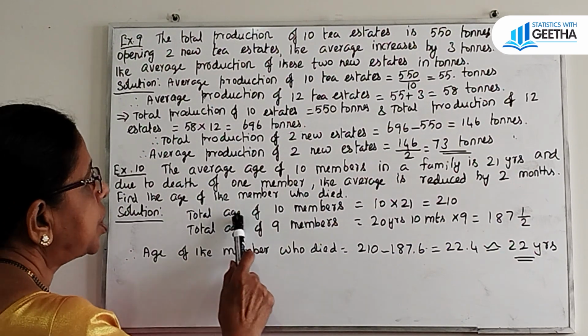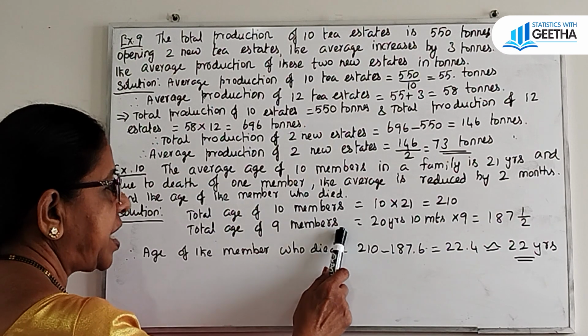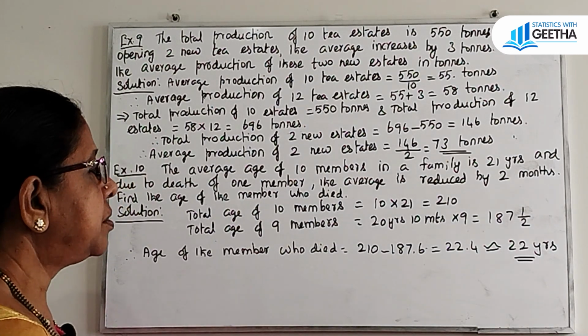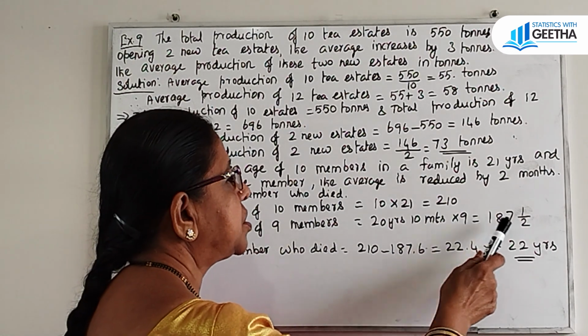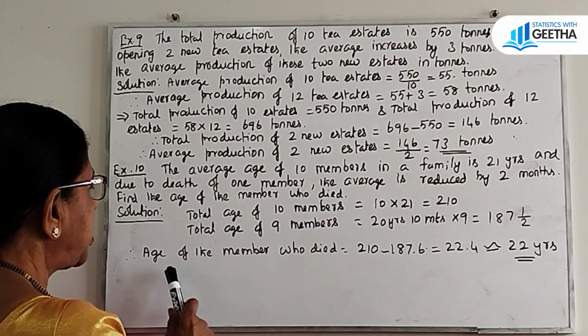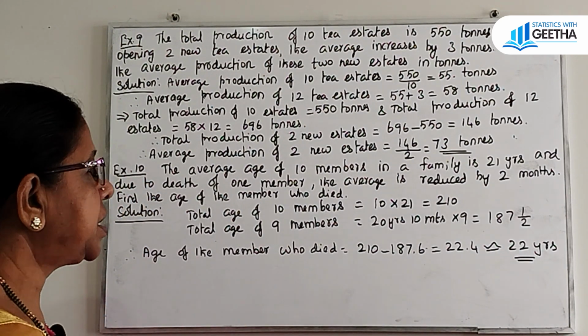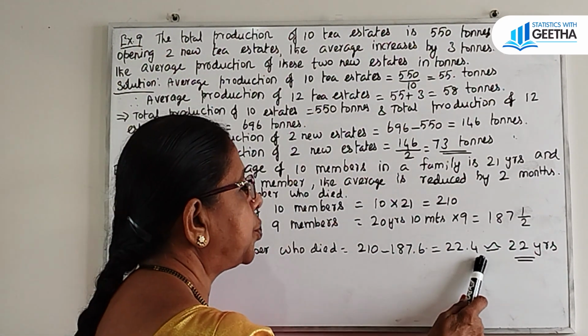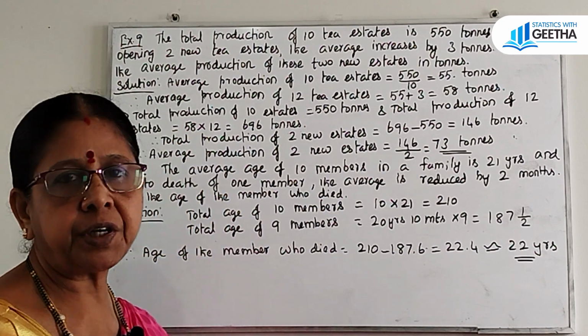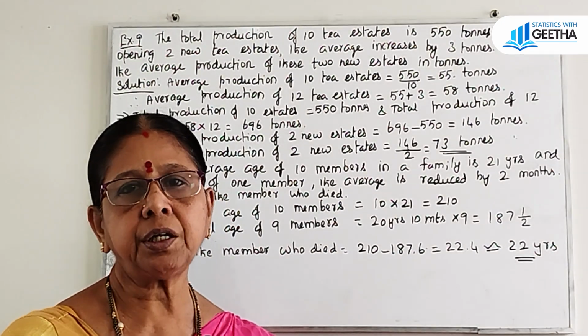Now the solution. Total age of 10 members is 10 into 21, 210. Total age of 9 members: 20 years 10 months into 9, that is 187 and a half. So the age of the member who died is 210 minus 187.6, that is 22.4. Approximately it is 22 years. So the age of the deceased is 22 years.